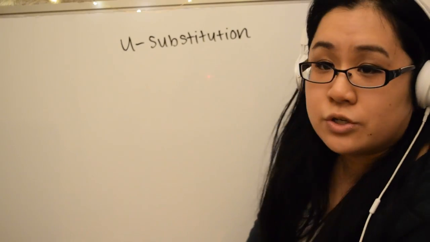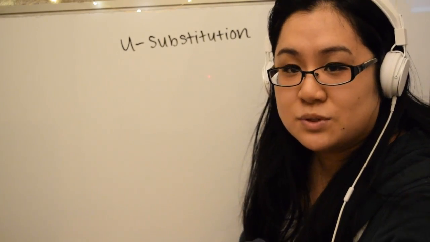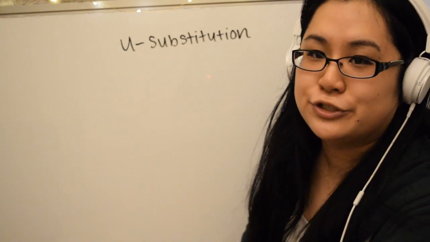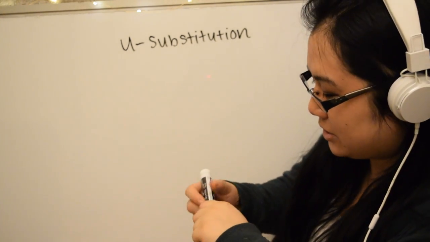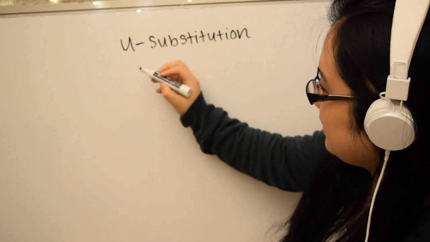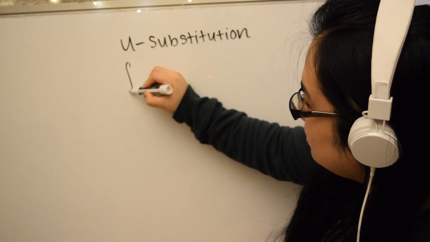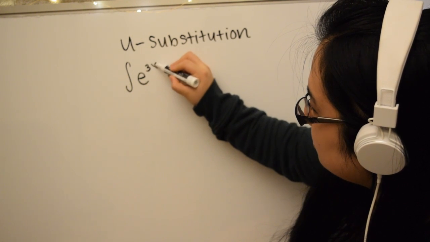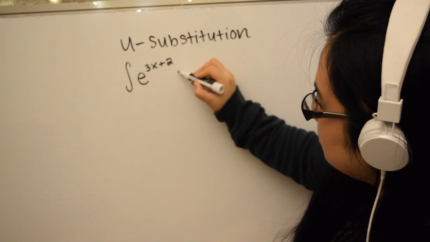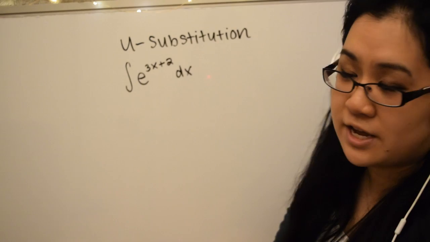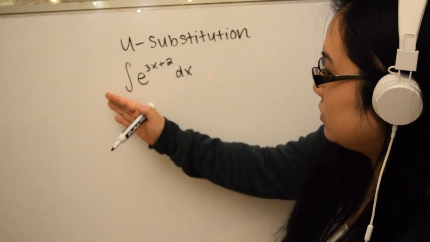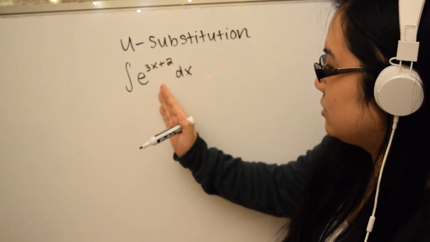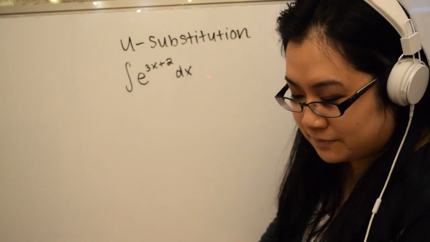Okay, so let's start with an example and build a little bit of intuition about why we're doing this. So let's do something like the integral of e to the 3x plus 2 dx. Okay, so this is an integral with respect to x.